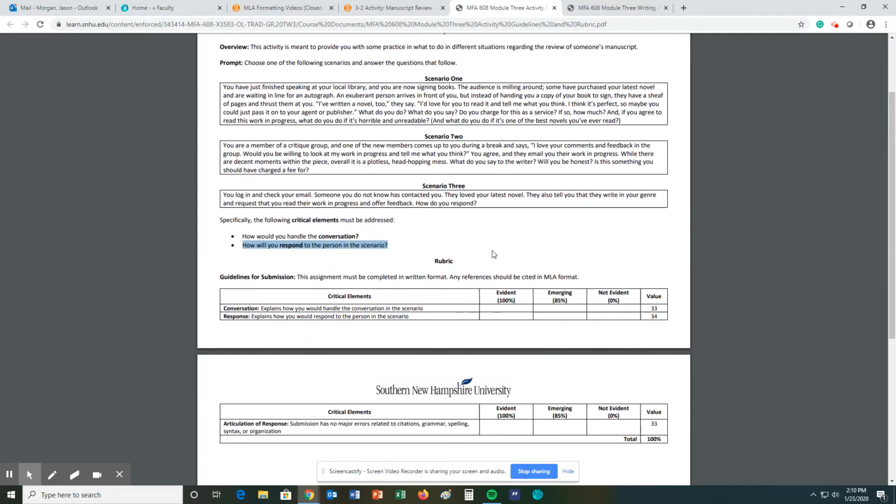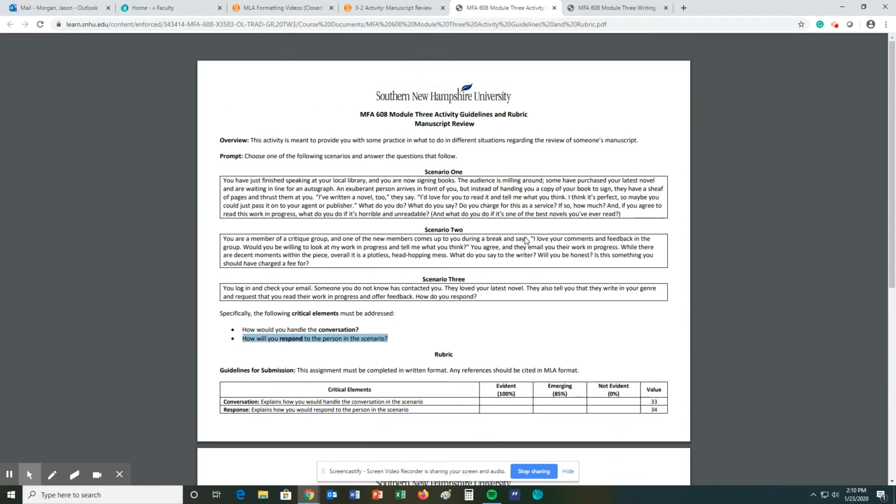Again, it does not show how long this has to be. Maybe a couple of paragraphs, a paragraph for this, and then a paragraph for the response. That's fine. It's more designed to just get you to think.